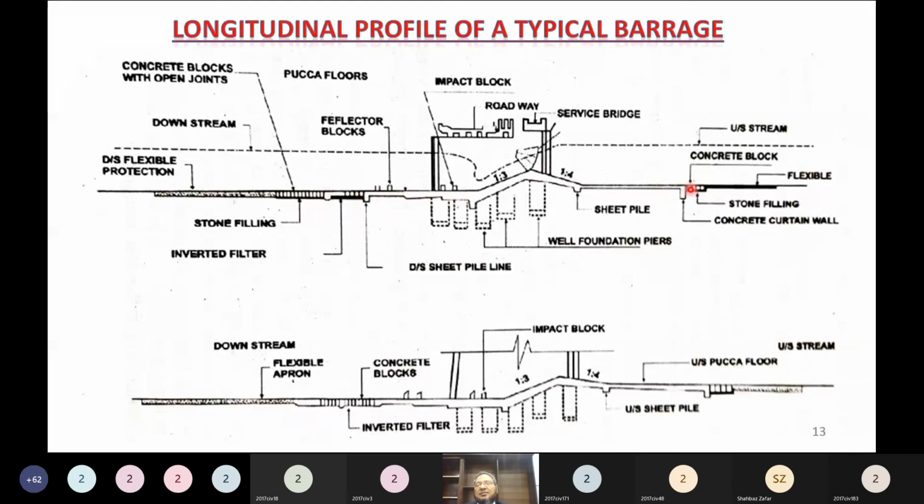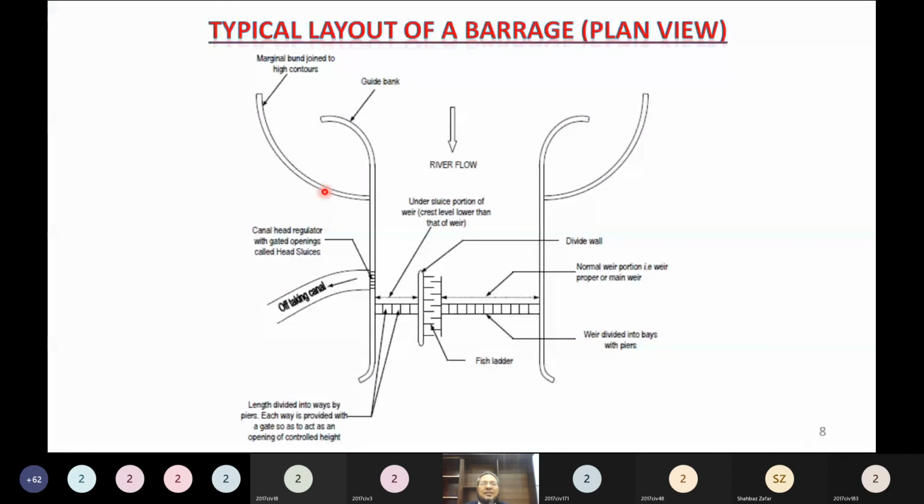So this one here, you can see that this is the upstream concrete floor, this is the upstream glacis, this is the crest of the weir, this is the downstream glacis, and this is the downstream concrete floor. This whole is called the main barrage portion. And in the plan that you can see from here, the upstream concrete floor may start from here, you have this part, and then here this is the upstream glacis, here maybe the crest, here the downstream glacis, and here will be the downstream floor.